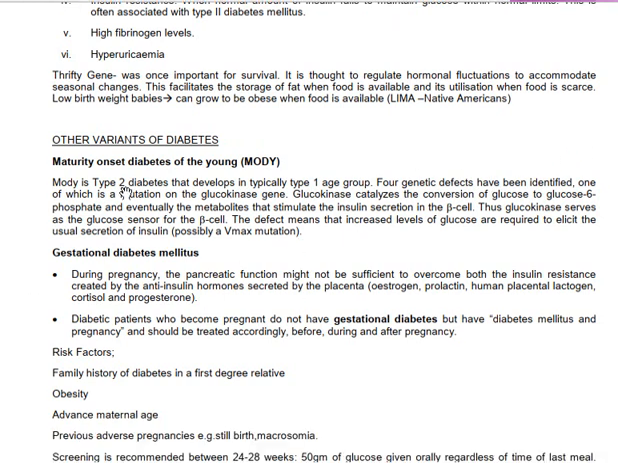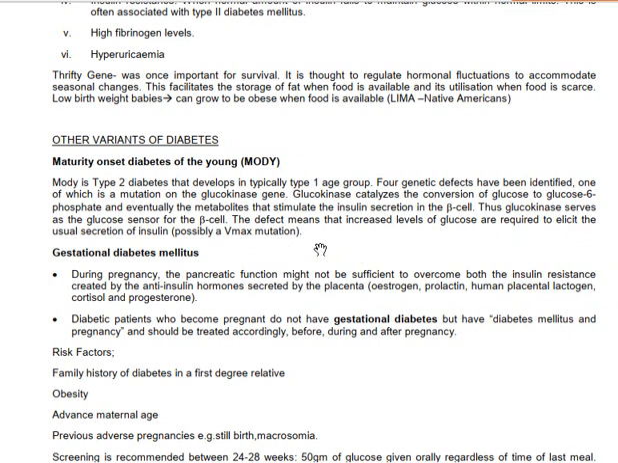Now, the next form of diabetes is gestational diabetes, which occurs during pregnancy. So here the pancreatic function might not be sufficient to overcome both the insulin resistance and the anti-insulin hormones that are secreted by the placenta. You have hormones like anti-insulin hormones.